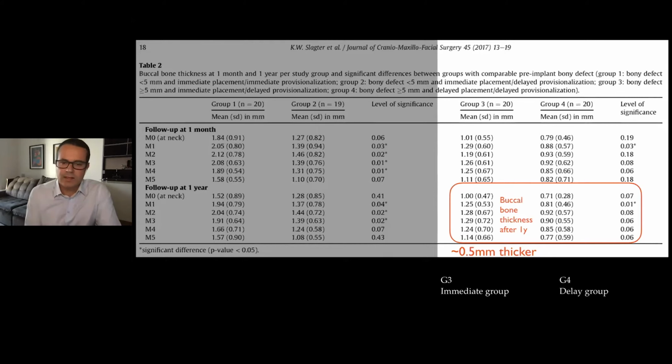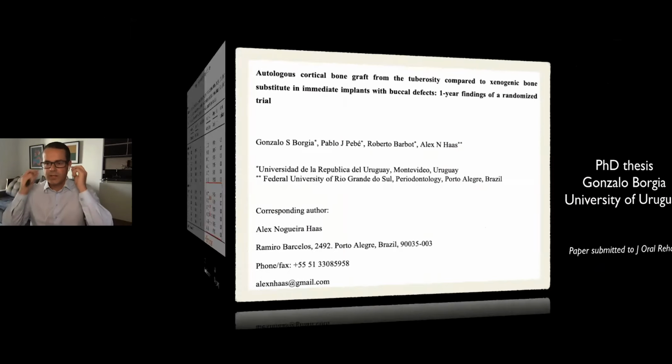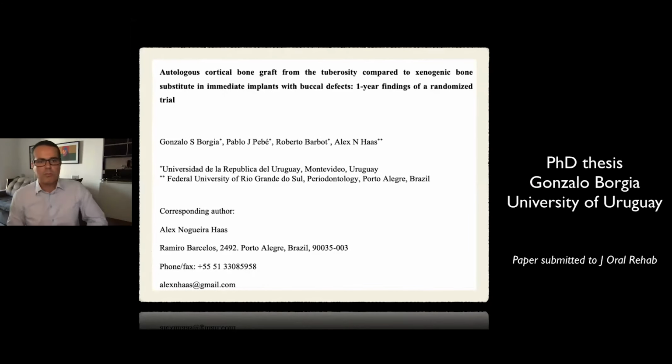Considering that, and in accordance with what was said before, this is an interesting approach that I've been conducting in my clinical practice. We decided in my group to perform a randomized controlled trial to compare two alternatives to reconstruct the buccal bone defect in immediate implants. This is the first report, which is now submitted to the Journal of Oral Rehabilitation, and hopefully you'll be able to read it fully in the next weeks.